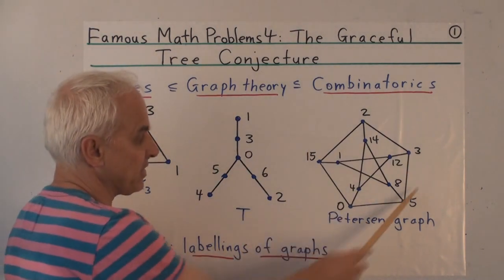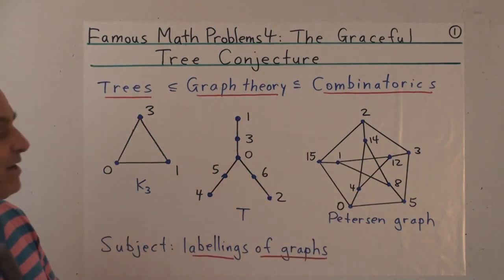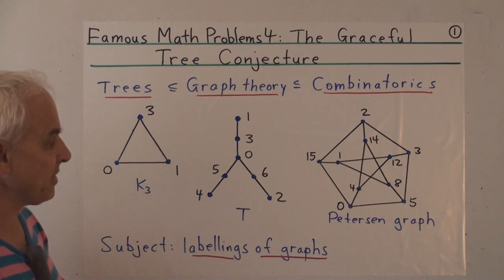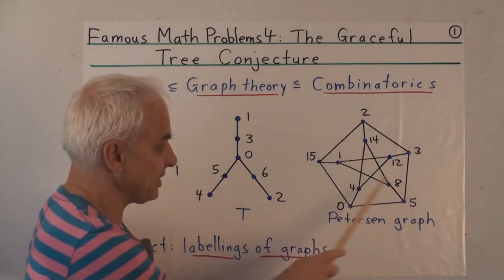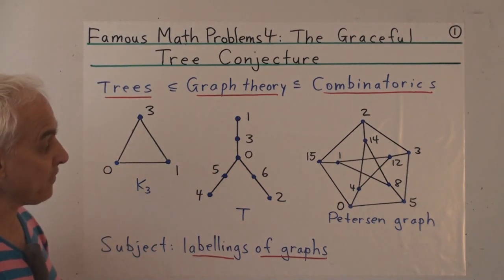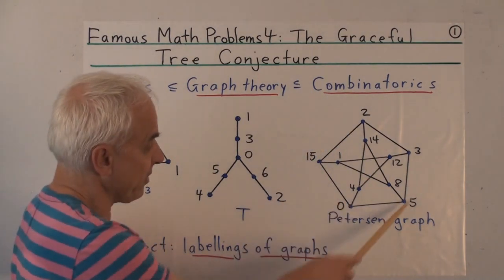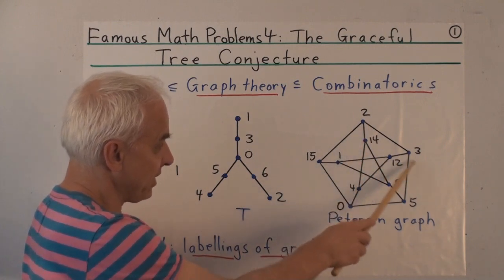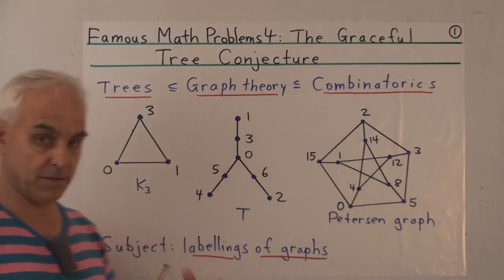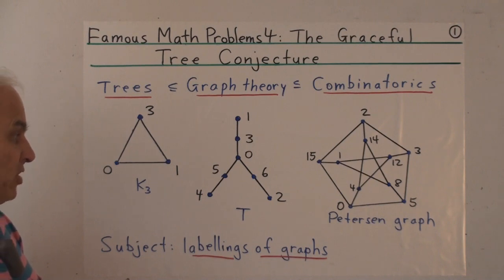Here this is the Petersen graph. It's a rather famous graph in the subject. It has 5 vertices on the outside, 5 vertices on the inside, and then there are altogether 15 edges: 5 on the outside, 5 in this interior pentagram, and 5 connecting the outside pentagon to the interior pentagram.